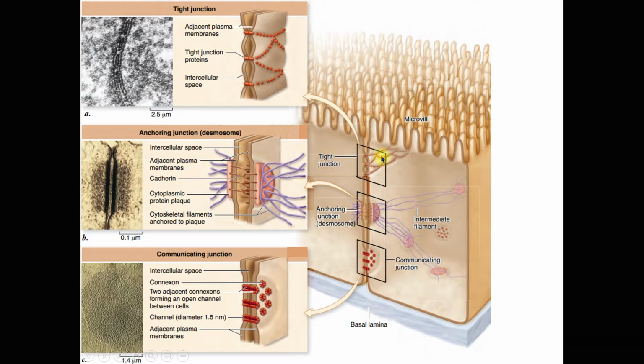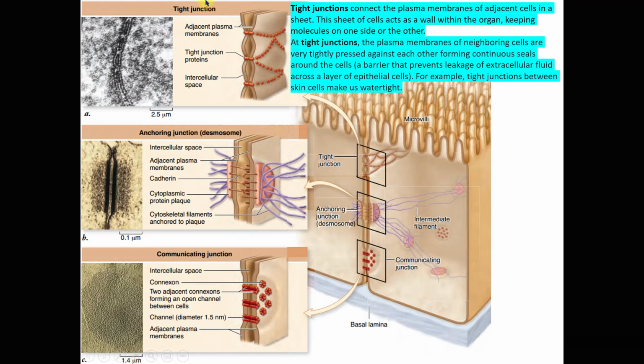Now a closer look at the tight junction. Ini macam mana rupa dia. And under the microscope, this is how it looks. And then the anchoring junction under the microscope, and then the communicating junction. Ni dia macam lubang-lubang-lubang. Now tight junction yang ini, tengok tight junction.